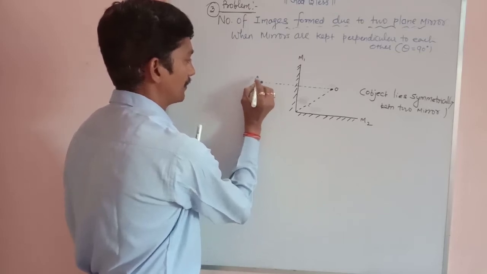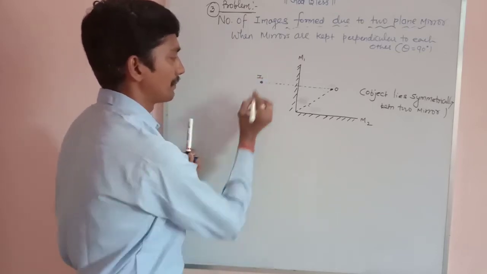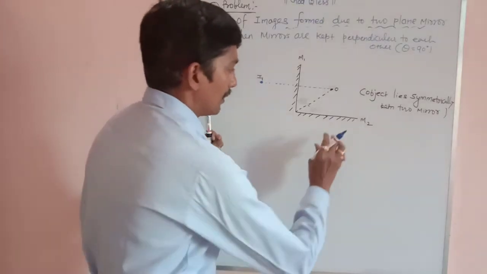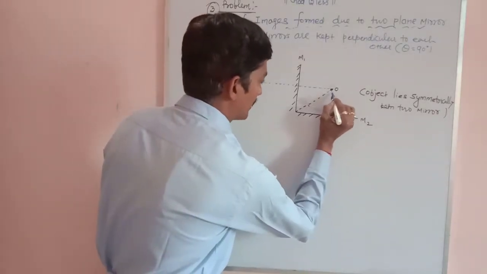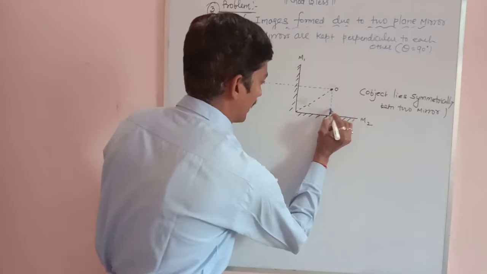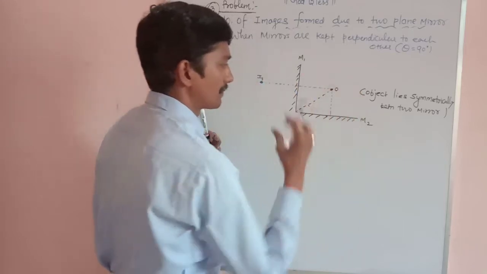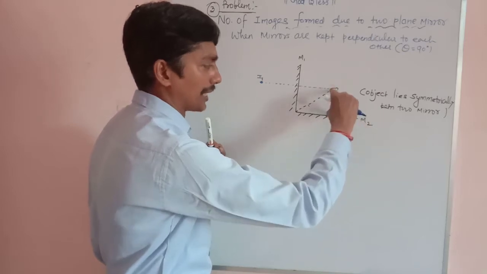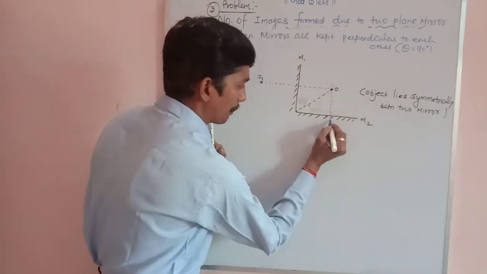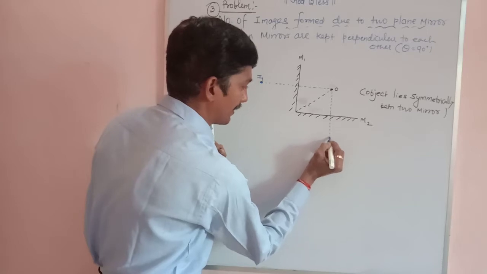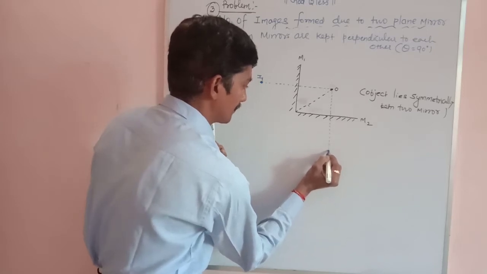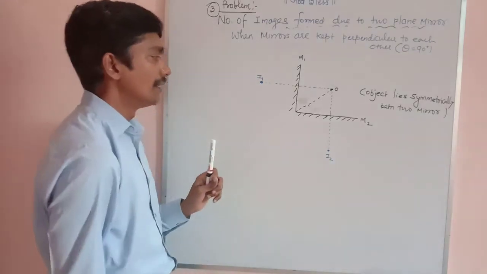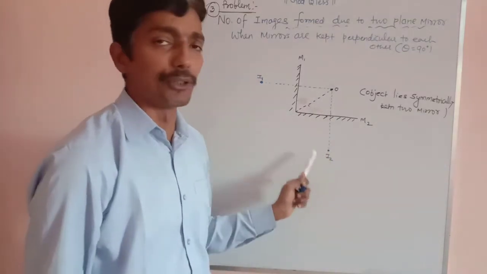Say here, this is the first image I1. I have written I1. Now, similarly, the object is at a certain distance from mirror M2. You can see, it is at this much distance from M2. At the same distance the image will be obtained here inside the mirror, say I2. So right now I have got two images, you can see.